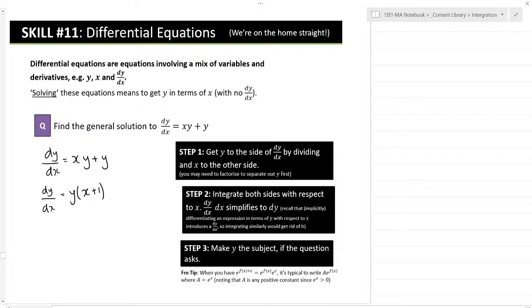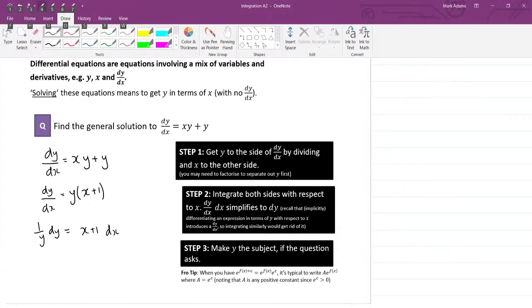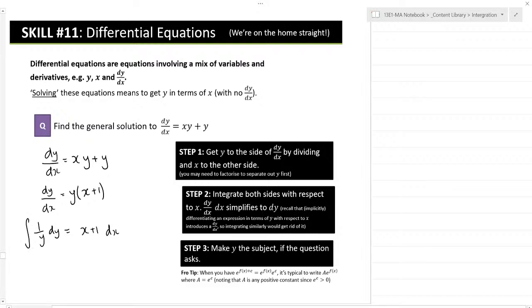So I end up with, and it's always worth writing it, instead of like dy over y, write dy, because we know that dy means in terms of y when we're integrating. So instead of writing it dy over y, we'd write it as 1 over y with respect to y is equal to x plus 1 with respect to x. Then what we need to do, if we want to get rid of the dy by dx, is we integrate both sides. So we're going to integrate this and we're going to integrate this.